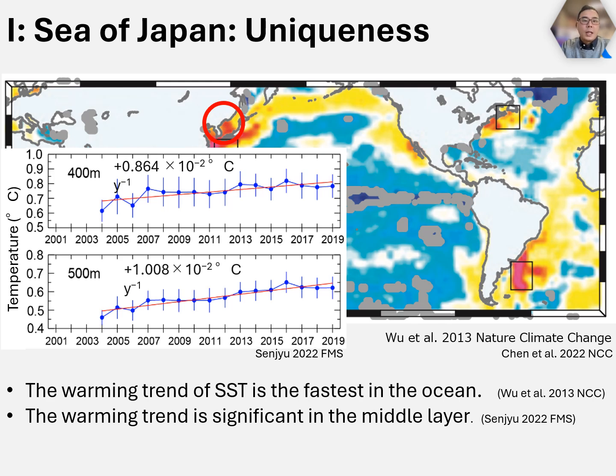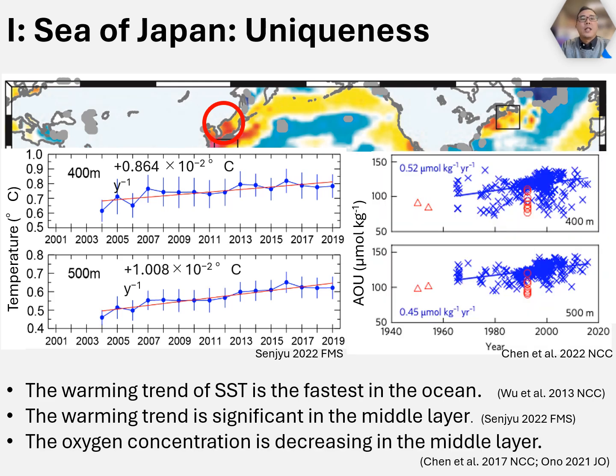Because this sea is a semi-closed sea with its own deep convection system, this warming trend slows down the deep convection and decreases the oxygen concentration in the middle and deeper layer. This figure is from Chen's Nature Climate Change paper, and the AOU, apparent oxygen utilization, was linearly increased.